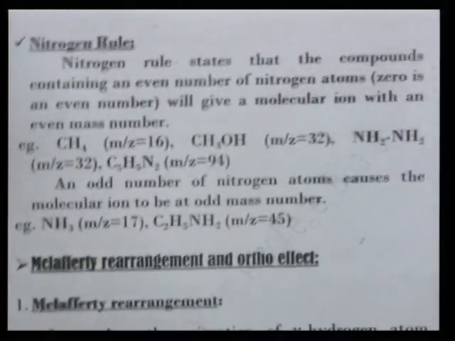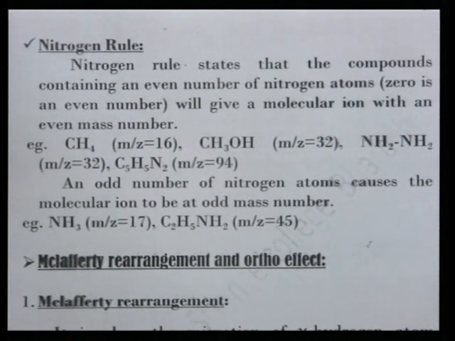Another term is the nitrogen rule. The nitrogen rule states that a compound containing an even number of nitrogen atoms, including 0, which is an even number, will give a molecular ion with an even mass number.